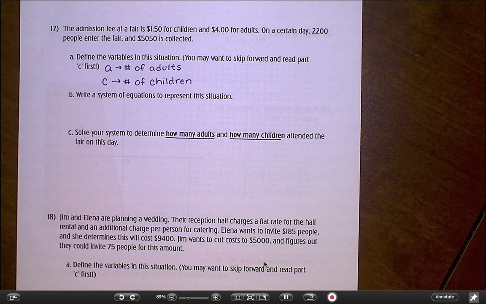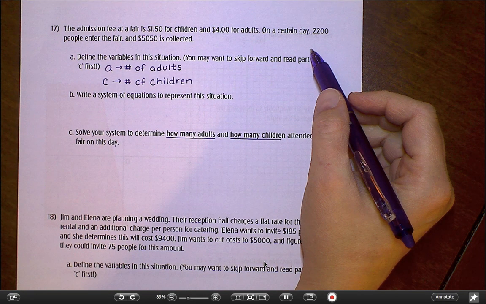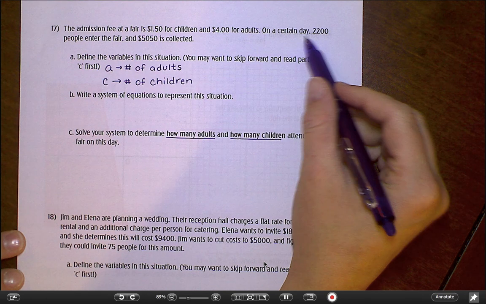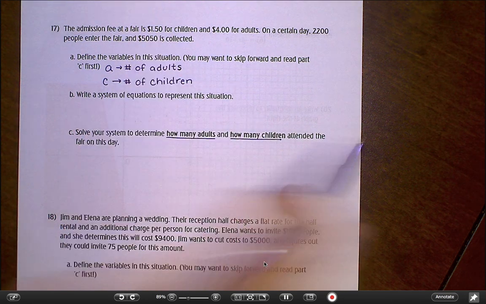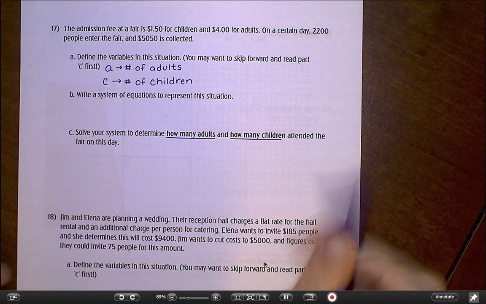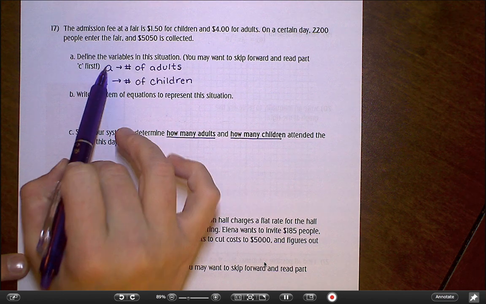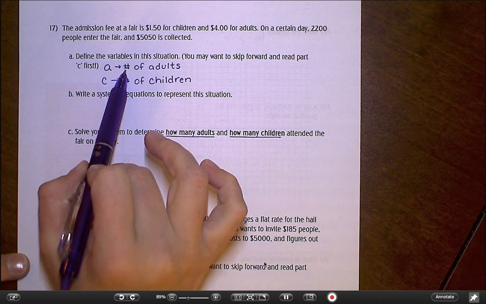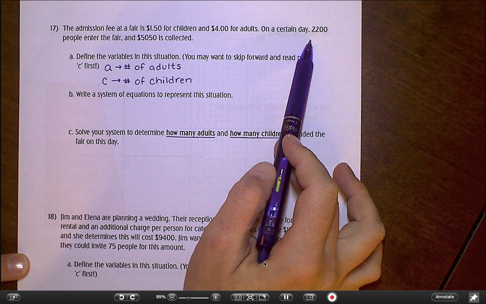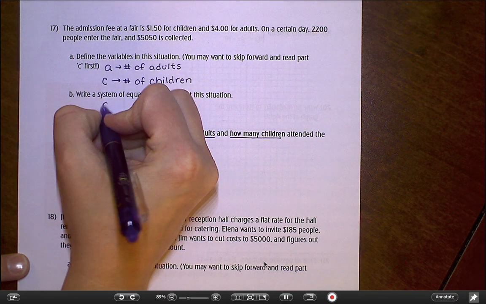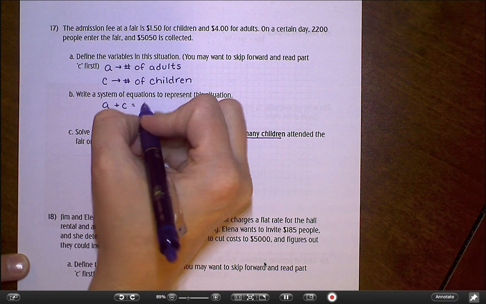So now when I go to write my system, I've got two parameters that I have to meet. I have to think about the total number of people and the total amount of money. Those are going to be two separate equations. First off, I have 2,200 people total. So when I put the number of adults and number of children together, I have the number of people. And so I'm going to say A plus C equals 2,200.